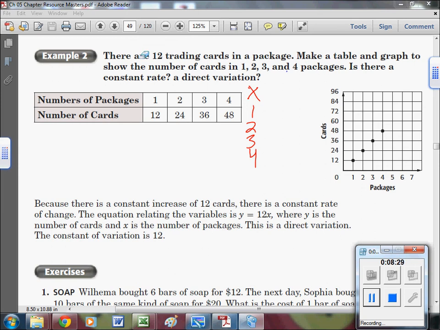So your equation is Y equals 12X, because it's 12 cards times the number of packages equals your total number of cards. So 12X can go in the middle, and then your output. So now go ahead and plug in each of these.